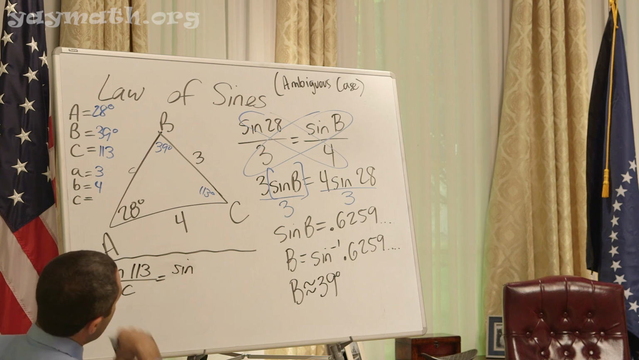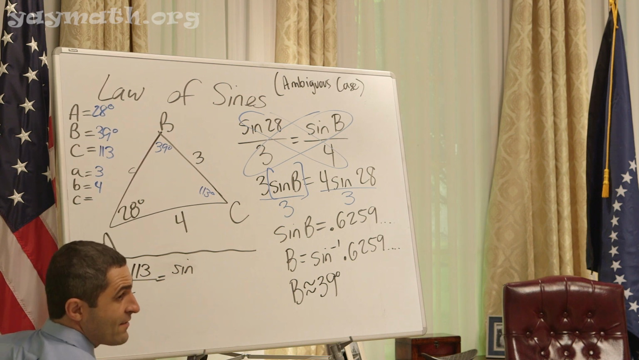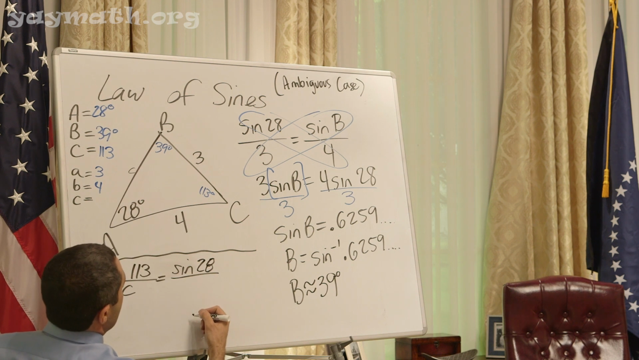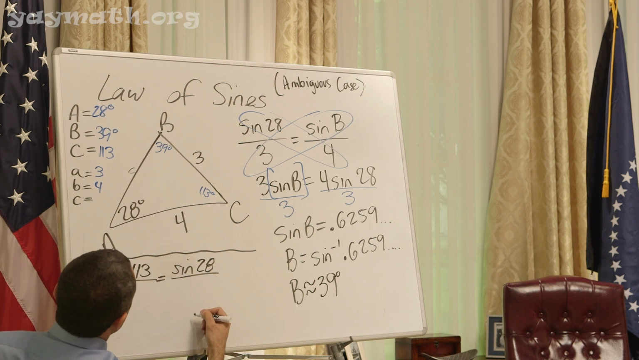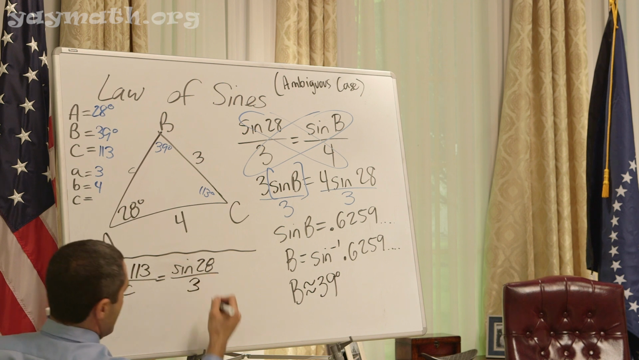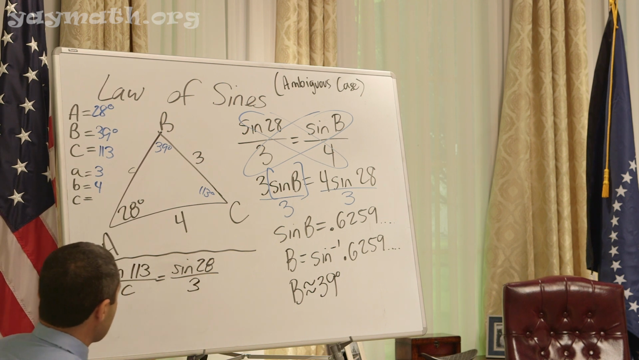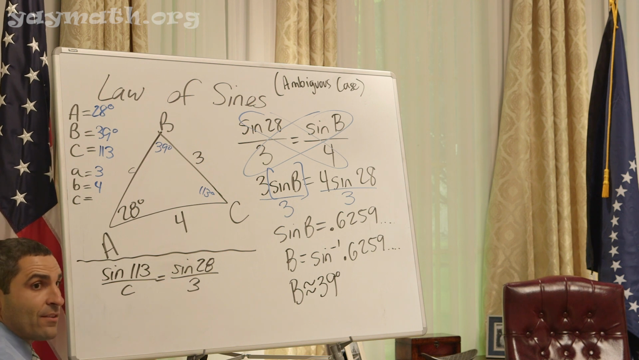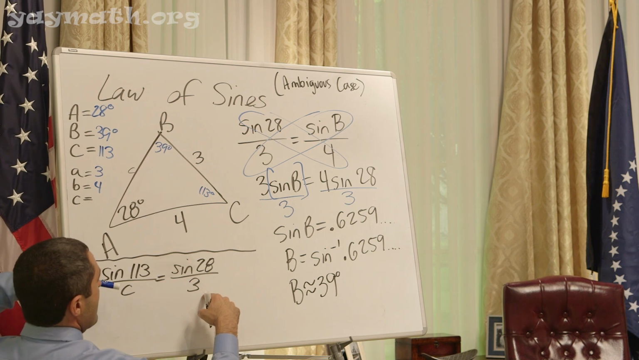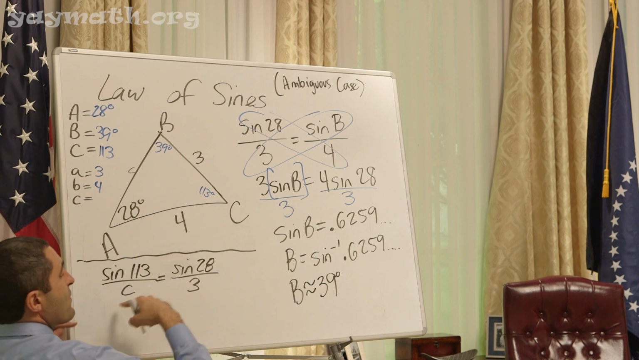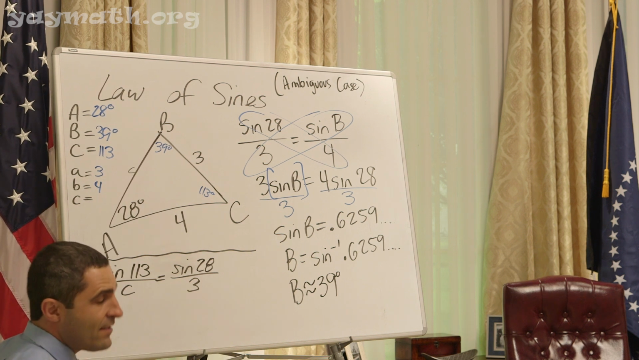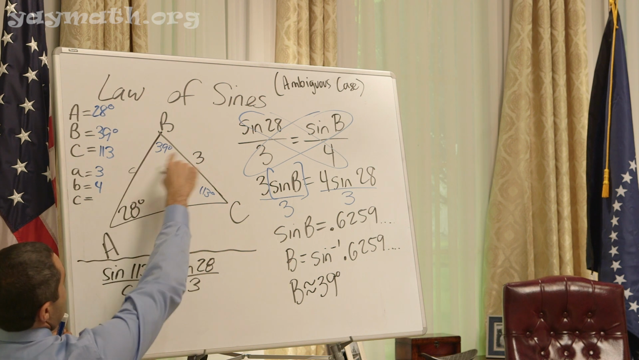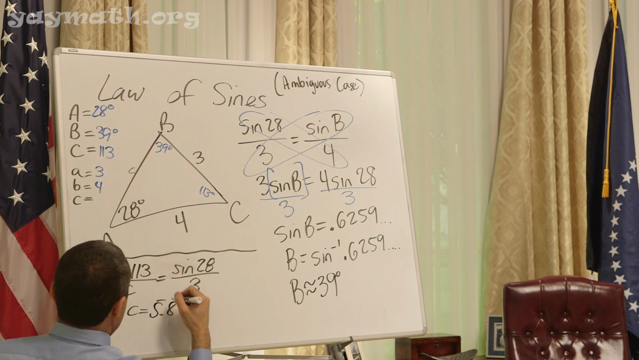Sine of 28, over side A, which is 3. Very good. Comfortable with that? Okay, cross multiply and solve. I got C is 5.8. Cool, you cross multiplied and then divided both sides by sine 28. And you got 5.8. And it makes sense, it's the biggest side. Excellent.